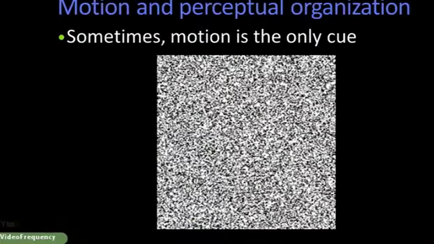Sometimes common fate is the only cue you have. For example, I'm showing you a random dot image. You probably don't see very much there. What do you see? You see random dots. Good. All right, take it away.